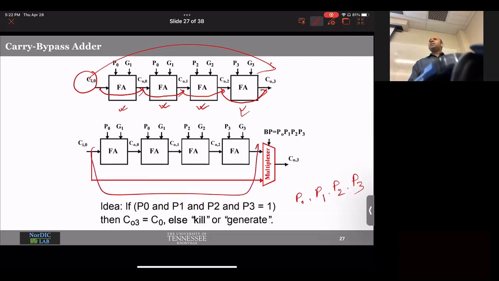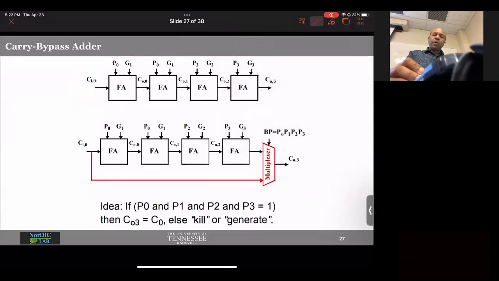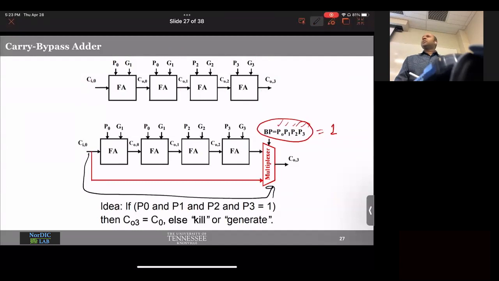Can I say that? Don't worry about it. Just bypass the carry to the 4th stage. And you can do it to the 8th stage, 10th stage, up to you. But this is just an example. So we actually calculate this signal called bypass. If this bypass is 1, that means you would eventually be propagating this carry throughout this design. Then all you do is bypass this initial carry to the 4th stage.